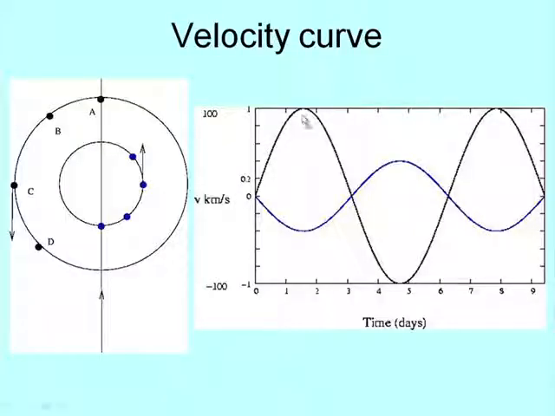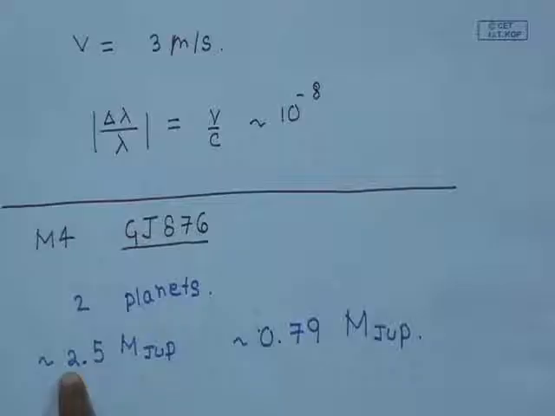Obviously, the velocity curve is not going to be a single sinusoidal, because the 2 planets will have their own periods. So, it is going to be more complicated, and it is a difficult task interpreting it, but scientists have interpreted it, and they infer that there are 2 planets going around the star, one of mass 2.5 and the other of mass 0.79.